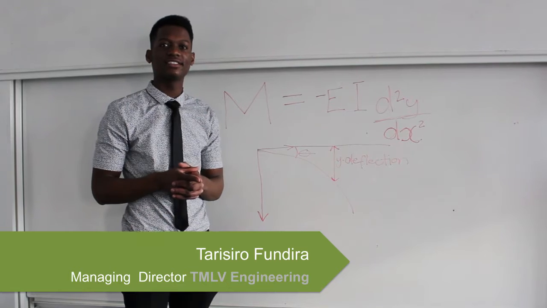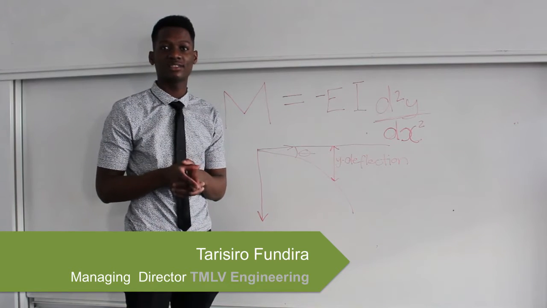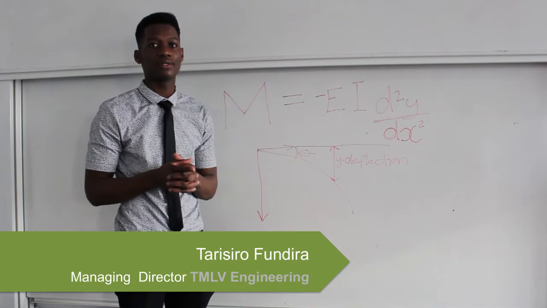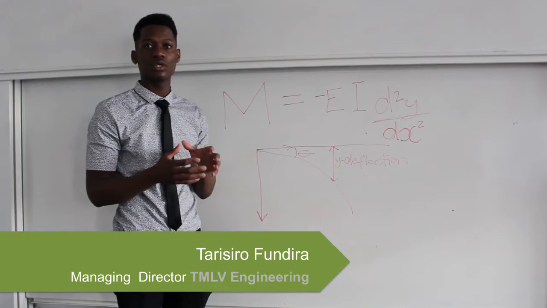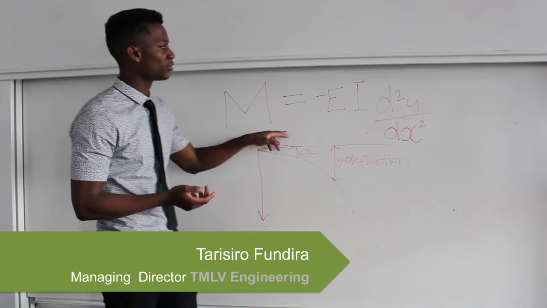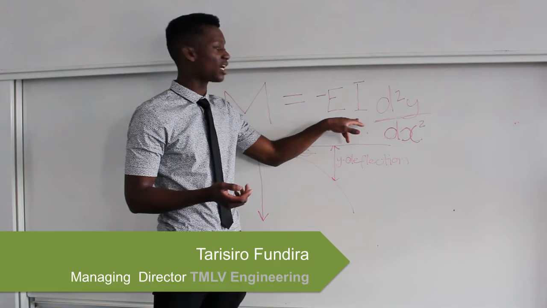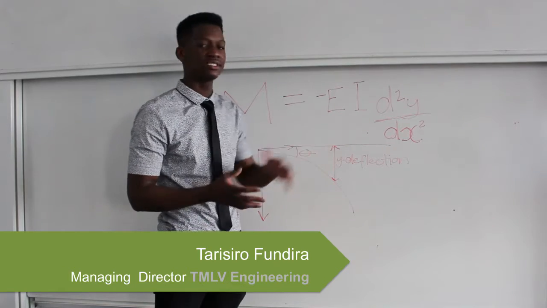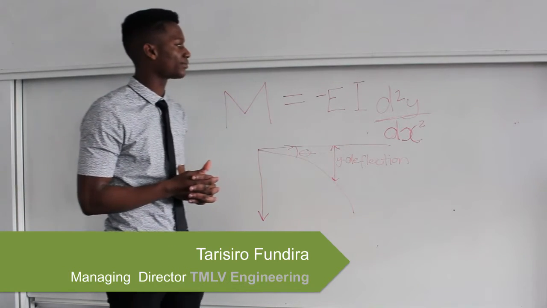Deflection. Deflection is the degree to which an element is displaced under a load. What's the load? The load is the wind load. And how do we calculate the deflection? Well, M is equal to the Young modulus times the second moment of area times the second derivative of Y.